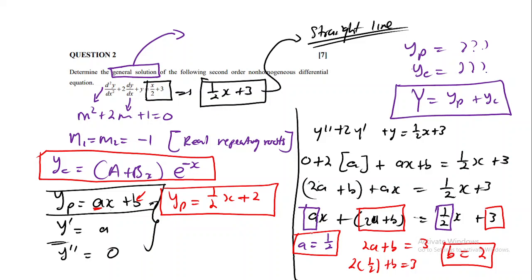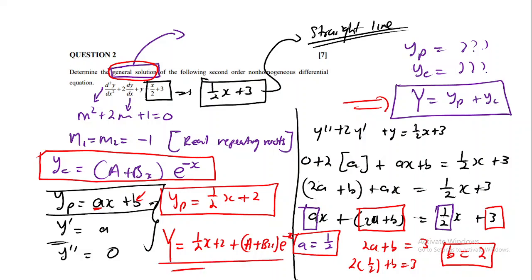But what did the question say? The question said we must determine the general solution. And I have already mentioned here that our general solution is given by yp plus yc. So basically our general solution will be 1 over 2 x plus 2 plus (a plus bx) e to the exponent minus x. This is your final answer.